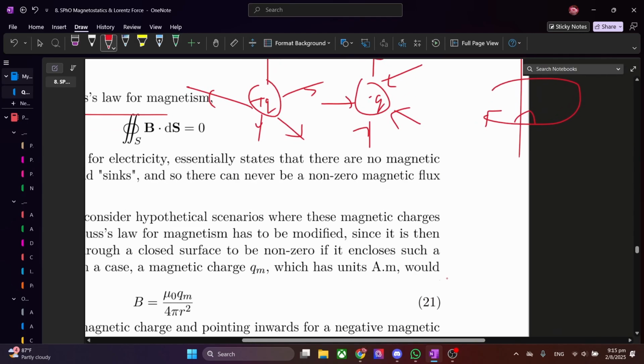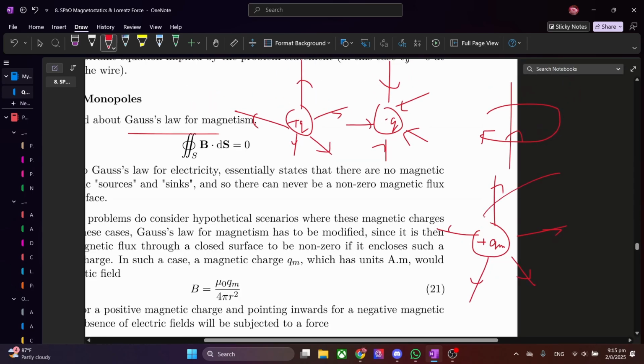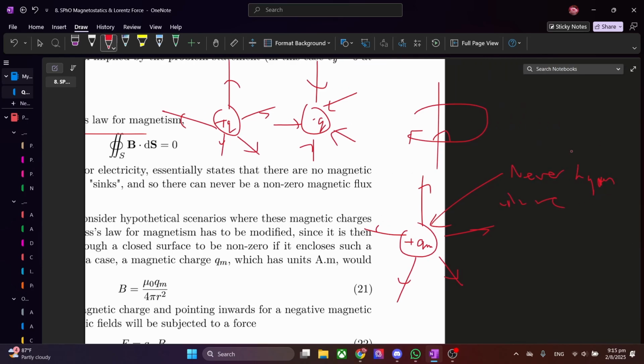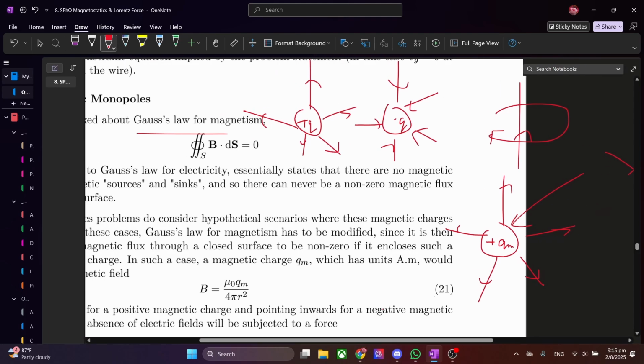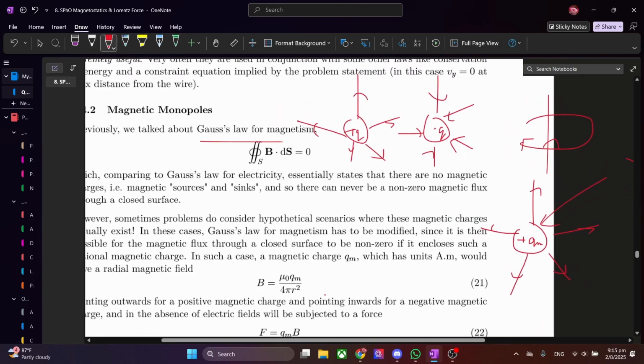And these magnetic charges emit magnetic field radially. Obviously, the thing to know is that this can never actually happen in real life. I give up writing it, but you get the point that this will never actually happen in real life. But we saw some questions usually deal with these hypothetical magnetic charges.